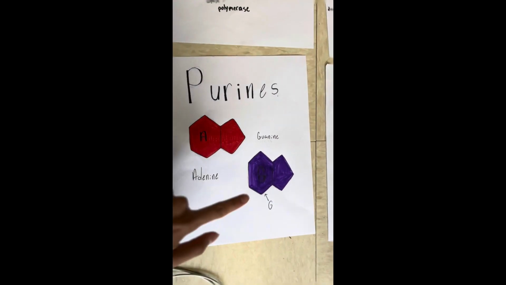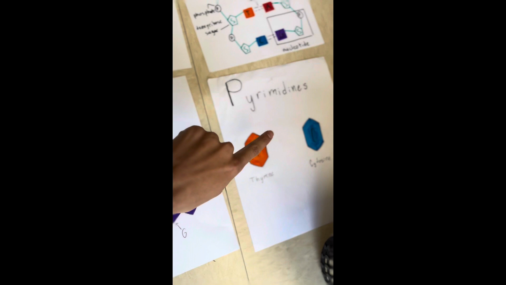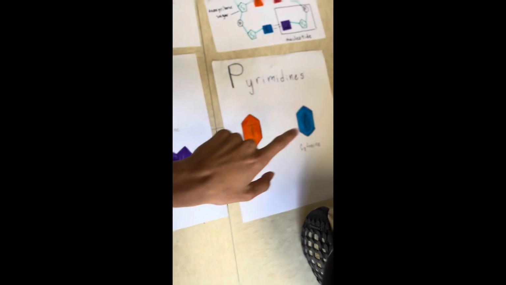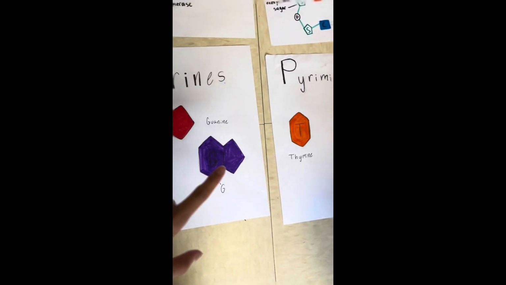One purine is equal to its counterpart pyrimidine. The purine adenine will always pair with the pyrimidine thymine, and the purine guanine will always pair with the pyrimidine cytosine. A and T will always pair together, while C and G will always pair together.